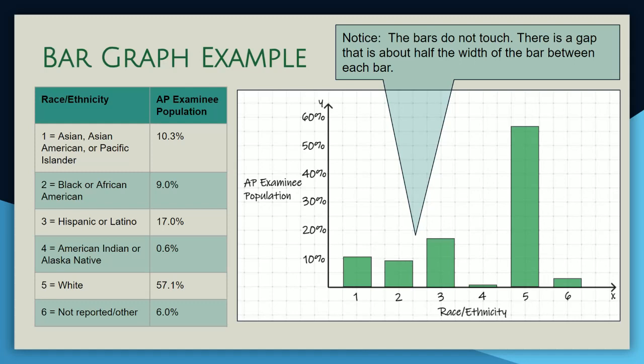So you have a little bit of wiggle room in terms of judgment for how much space is between bars, but there does need to be a clear gap. This is qualitative, non-continuous data. We need a gap between those bars.